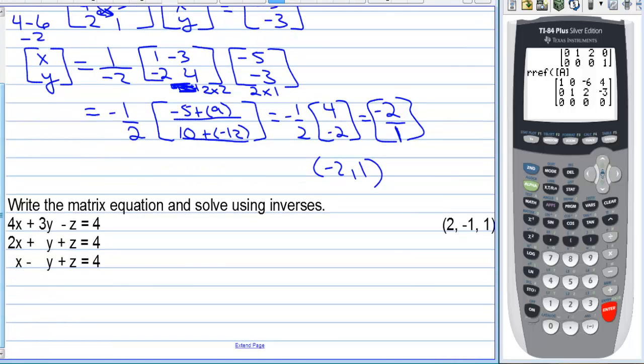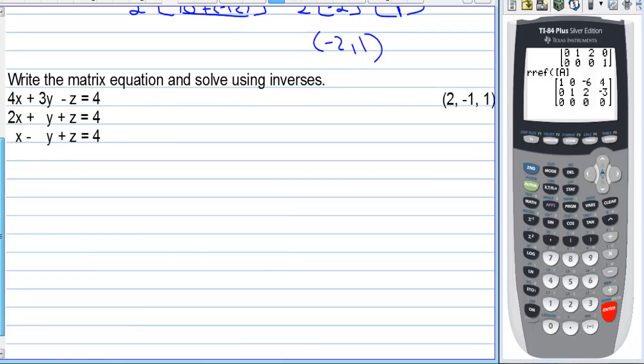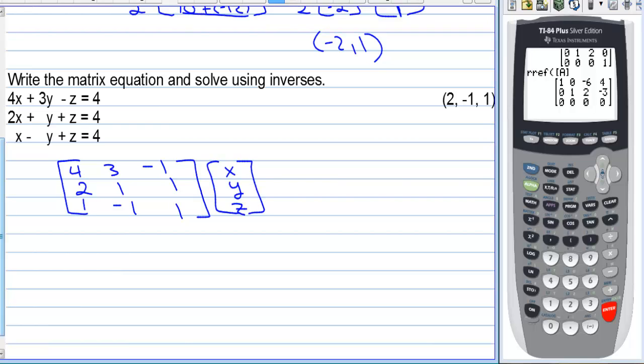Write the matrix equation and solve using inverses. All right, so you write the matrix equation, [4, 3, -1; 2, 1, 1; 1, -1, 1]. And then that's going to be times [x; y; z], and that's equal to [4; 4; 4]. Well, we call this A, we call this B. We want A inverse times both sides, so I really want A inverse times B.